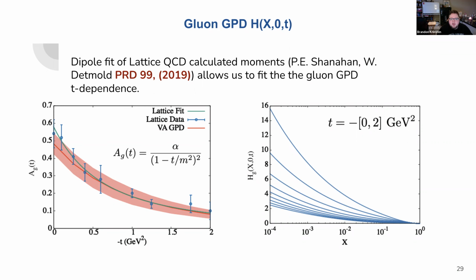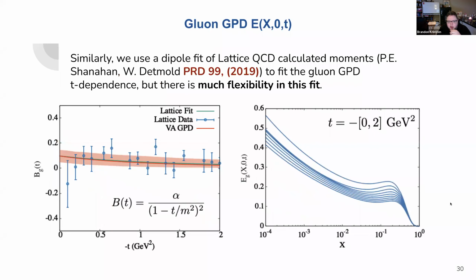And so we can then fit our parameterization parameters to the T dependence of these gravitational form factors. And so this is what our gluon GPD looks like, for instance, at various T as a function of X. This is for the gluon GPD H. And now even more interesting is the gluon GPD E.